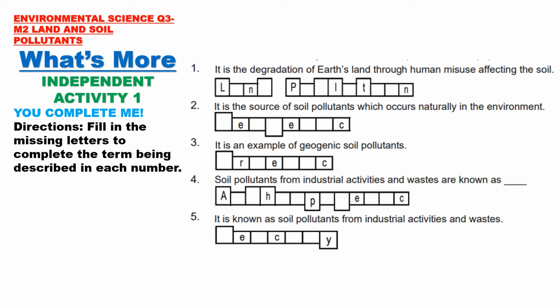2, it is the source of soil pollutants which occur naturally in the environment. 3, it is an example of a geogenic soil pollutant. 4, soil pollutants from industrial activities and waste are known as. And 5, it is known as soil pollutants from industrial activities and waste.